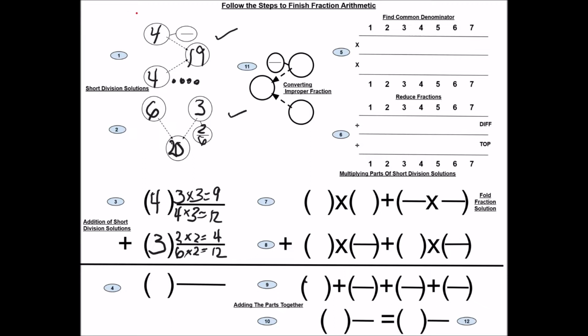And that gave us 16, so now we have 19, take away 16. So we can count after 16 till we get to 19, and we get 17, 18, 19. So that gives us 3 as a remainder over 4, which is 3/4.